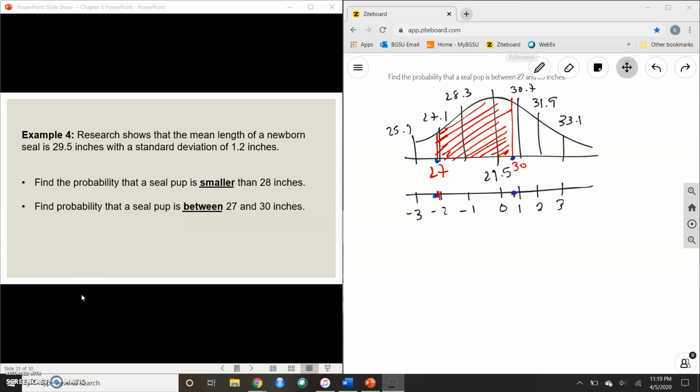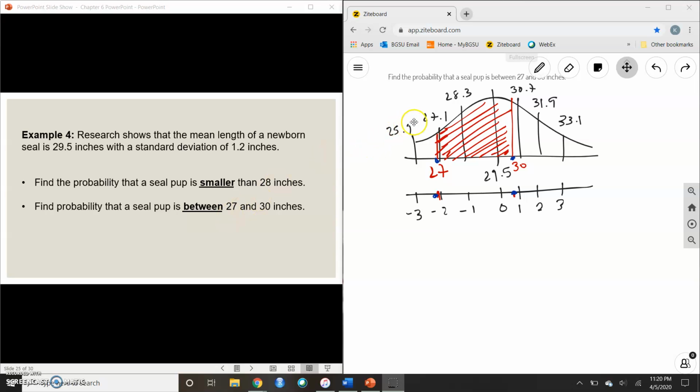In this example, we're going to be looking at finding the probability that a seal pup is between 27 and 30 inches. So this is just an extension to the previous video. Unfortunately, the program that I'm using will only allow me to record for 15 minutes max, so I didn't want to start a new video. So this one is just going to be an extension to the previous video. So again, we're looking for the probability that a seal pup is between 27 and 30 inches.